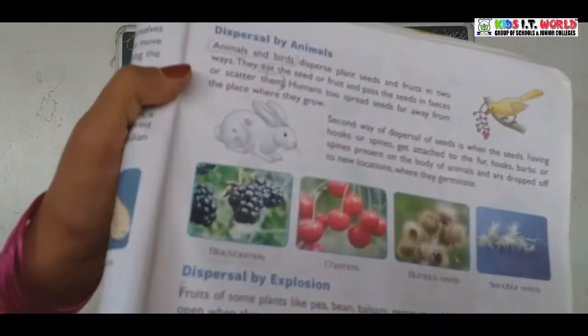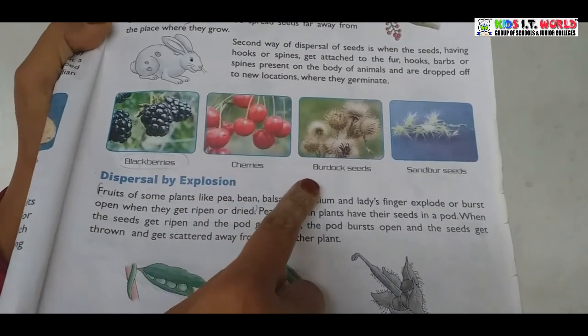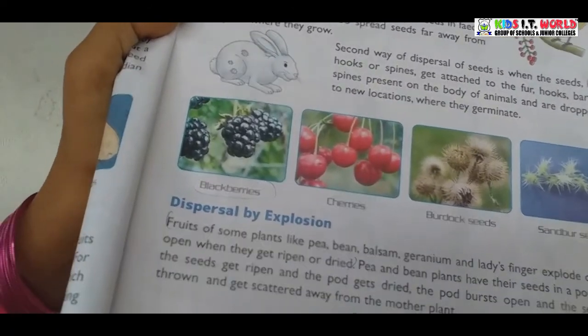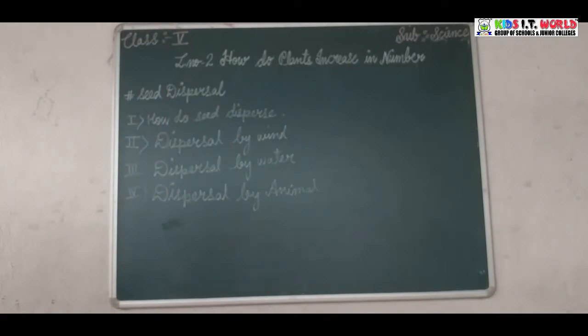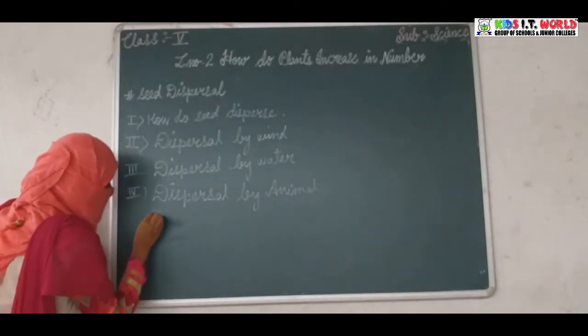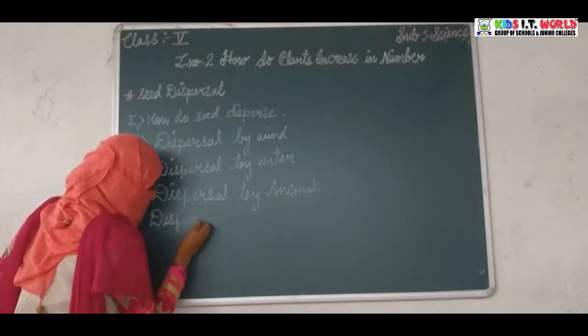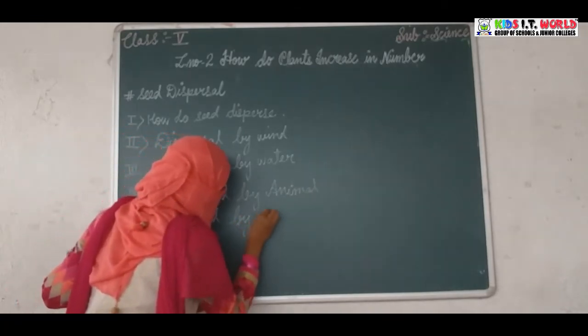See in this picture, blackberries, cherries, bur seeds and sandbur seeds. Then next is dispersal by explosion.